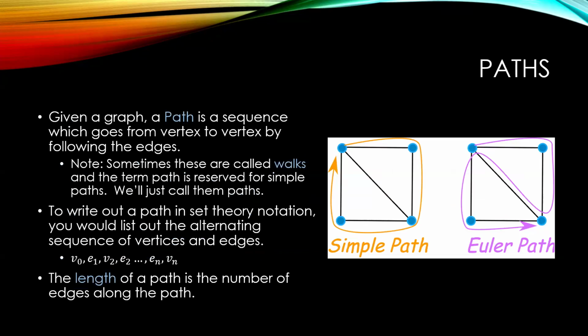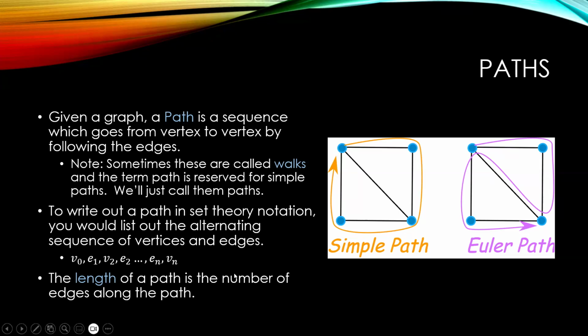The next big topic is paths. Given a graph, a path is a sequence which goes from vertex to vertex by following the edges. Depending on who you're talking to, though, these may be called walks or they may be called simple paths. For our purposes, we're just going to call them paths and be done with it.